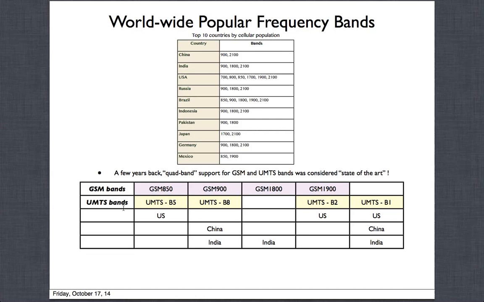Then when the UMTS bands were defined, there is a lot of overlap. For example, GSM 850 is also called UMTS band 5. Here they don't just give it by a frequency number. They call them band 1, band 2, band 3, band 4, band 5, and so on. There are now almost 20-some odd bands. Around the 900 megahertz band, which is used by GSM, the same is also used by UMTS, and it's called band 8.